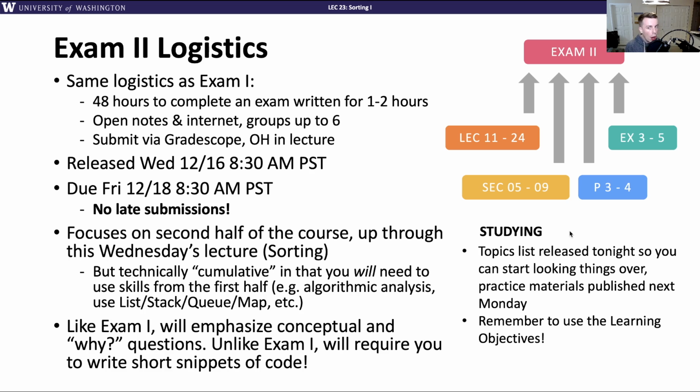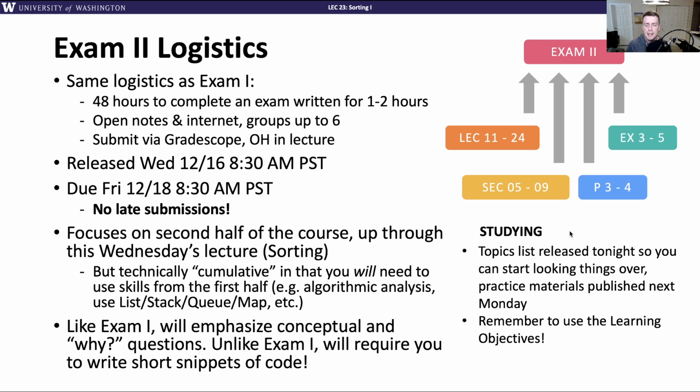The thing you're probably most concerned about is what is the content of Exam 2, maybe less the logistics because it's going to be very similar to Exam 1. Exam 2 is going to focus on the second half of the course. So everything that we left off with after Exam 1 and all the way up through this week, this sorting topic. Those optional lectures that we had the past couple weeks where we had the weird holiday things, that stuff's not going to be tested, so don't worry about that. But it's kind of everything that was after Exam 1.